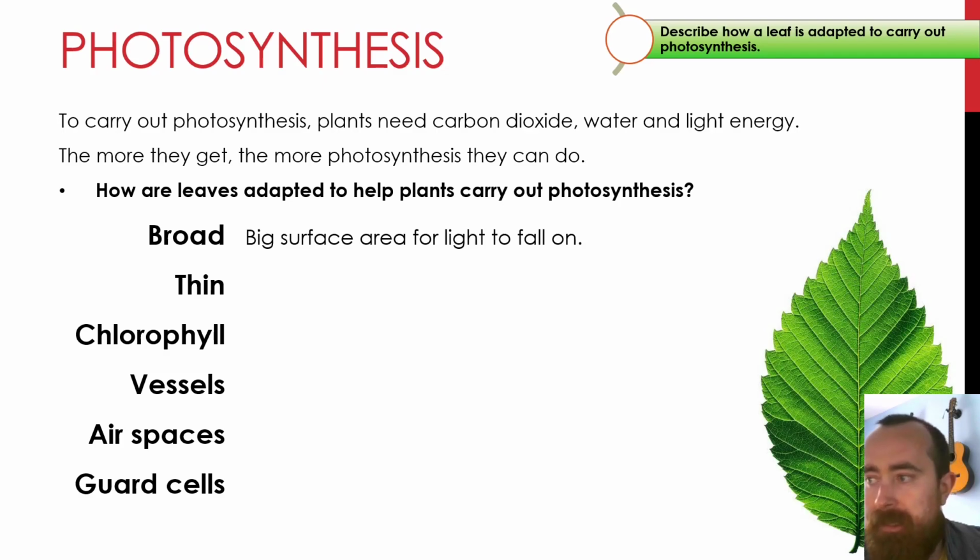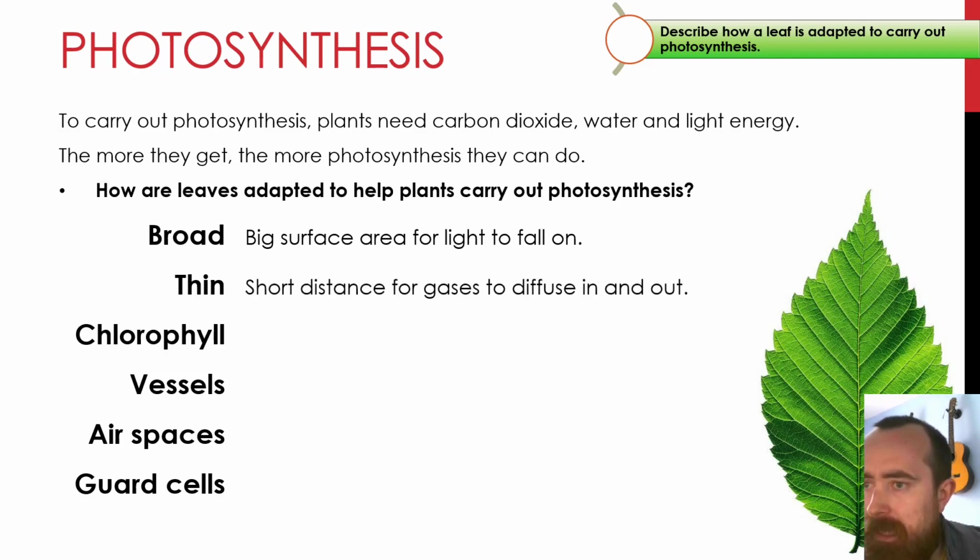When we say broad, we mean that they have a big surface area. This means that a lot of light can fall on them. The wider a leaf is, the more light will strike it. Leaves are very thin, and this is because it provides a short distance for the gases, carbon dioxide, to diffuse in, and oxygen to diffuse out.